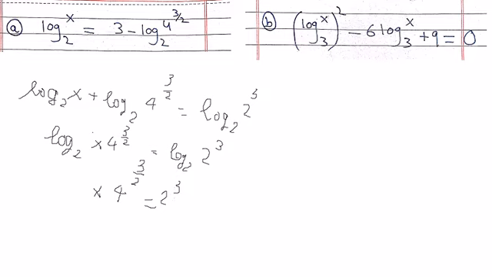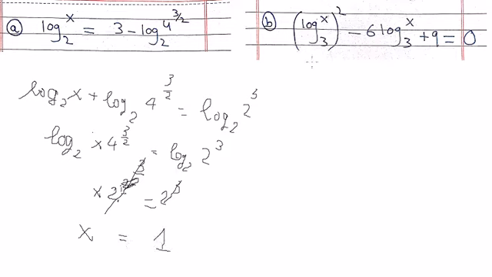So number 4 in here we can change to 2 to the power of 2. So 3 over 2 multiplied with number 2, you get number 3. 2 to the power of 3, 2 to the power of 3 in here, they cancel together, and you get s equals to number 1.